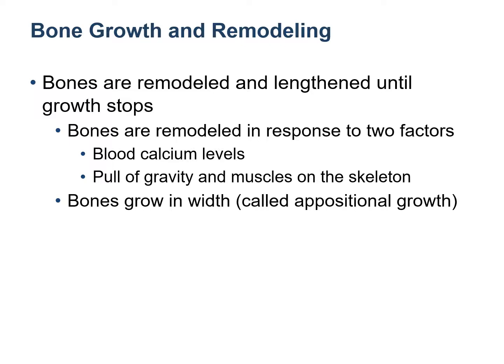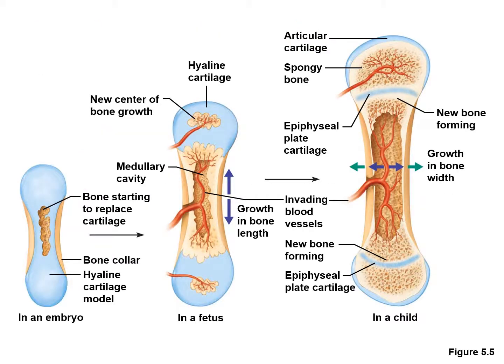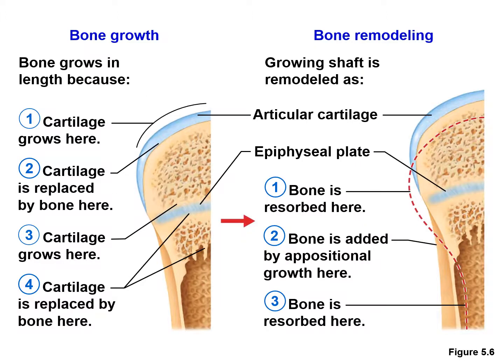Bones also grow in width, and that is known as appositional growth. This figure illustrates bone growth and remodeling. So bone growth occurs as the bone grows in length because cartilage is constantly increasing in the metaphysis region as well as at the ends of the epiphysis, and cartilage is also constantly being replaced by bone, while bone remodeling occurs when the growing shaft is restructured, and this is due to bone resorption and also bone appositional growth.